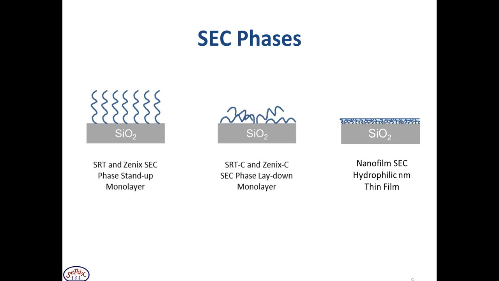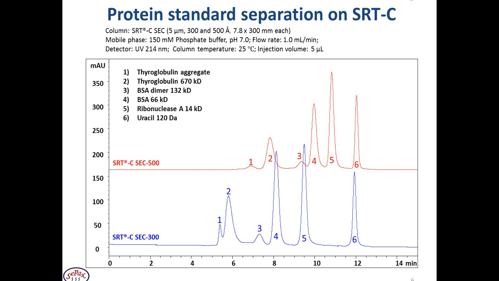Sepax's size exclusion phases are offered in a variety of pore sizes, and this ranges from 80 angstrom to 2,000 angstrom. Smaller 3 and sub-2 micron particle sizes, as well as a larger 10 micron particle size, are also available for scalability of our columns. All of these individual SEC offerings enable the selection of a better SEC surface chemistry for individual protein separations. The pore sizes we're going to focus on in this presentation are 300 and 500 angstrom.